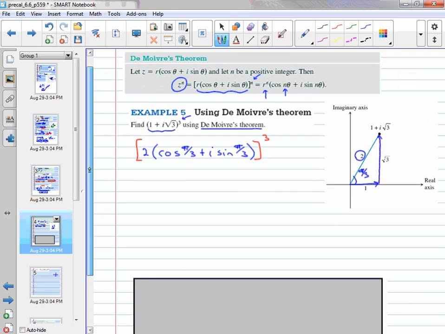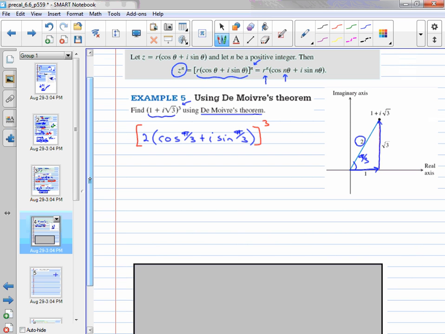No problem. DeMoivre's Theorem says cube the 2. The modulus, 2 cubed, that's 8. Then multiply the angle by 3. Well, 3 times pi over 3 just gives us pi. Now there is our answer to what it is when we cube it in trig form.